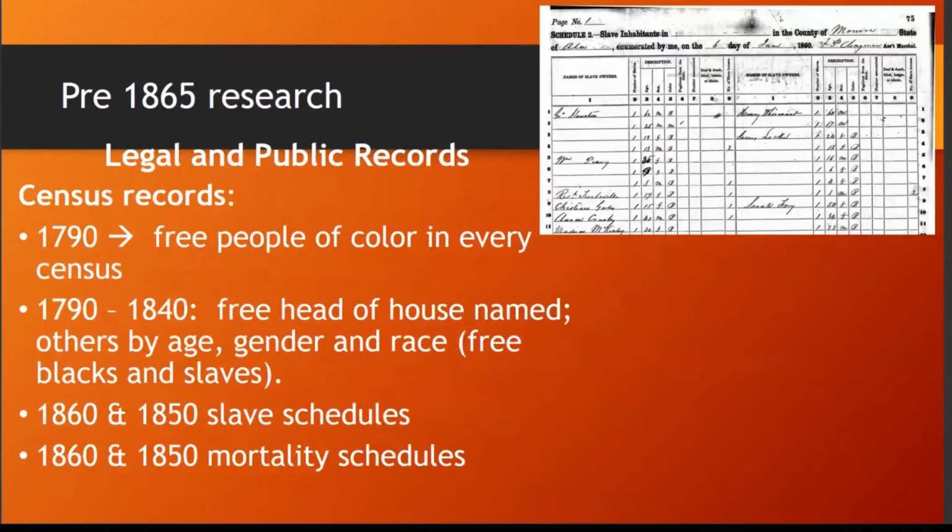From 1790 forward, the free people of color were listed in every single census. From 1790 to 1840, the free head of the household was named. Others were just listed by age, gender, and race. And then there were the 1850 and 1860 slave schedules that listed the head of household and then everybody else by age, gender, and race. And then there were also the 1850 and 1860 mortality schedules that you might want to check. Now, the image on the screen is from the 1860 slave schedules from Monroe County, Alabama.